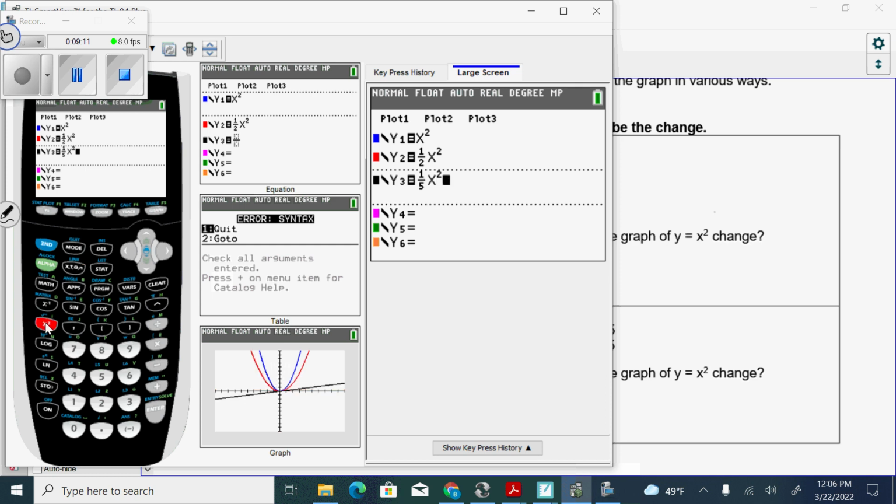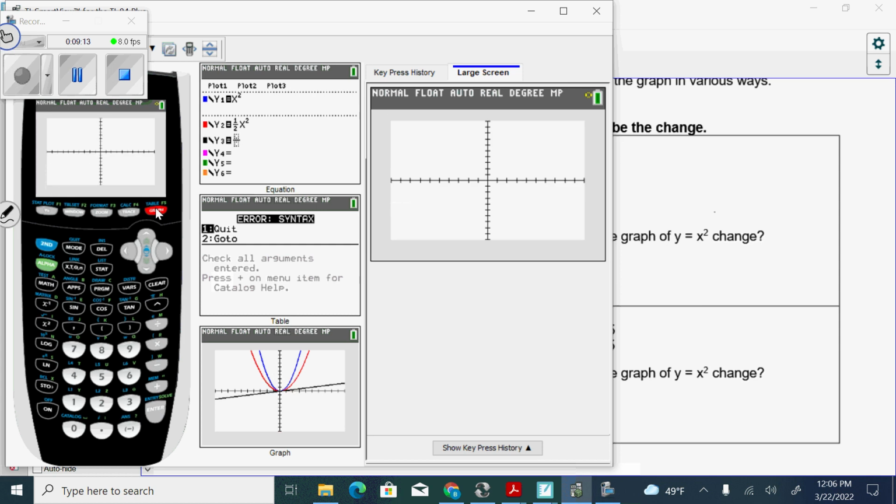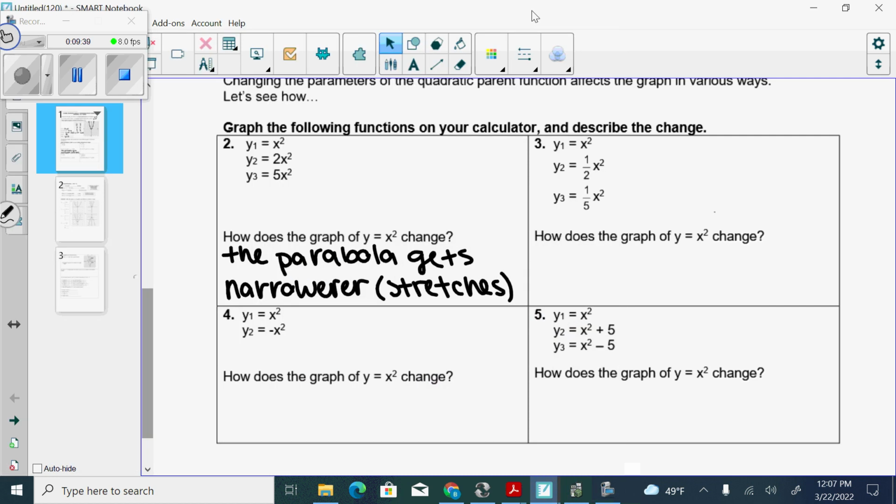Okay, now I'm going to hit graph. So there's the regular x squared in blue. There's the 1/2 in red. And then lastly, there's the 1/5 in the black. So what happened to our graph this time? Got wider. Very good. So that's what I'm going to say over here. How did that change our graph? The parabola gets wider.